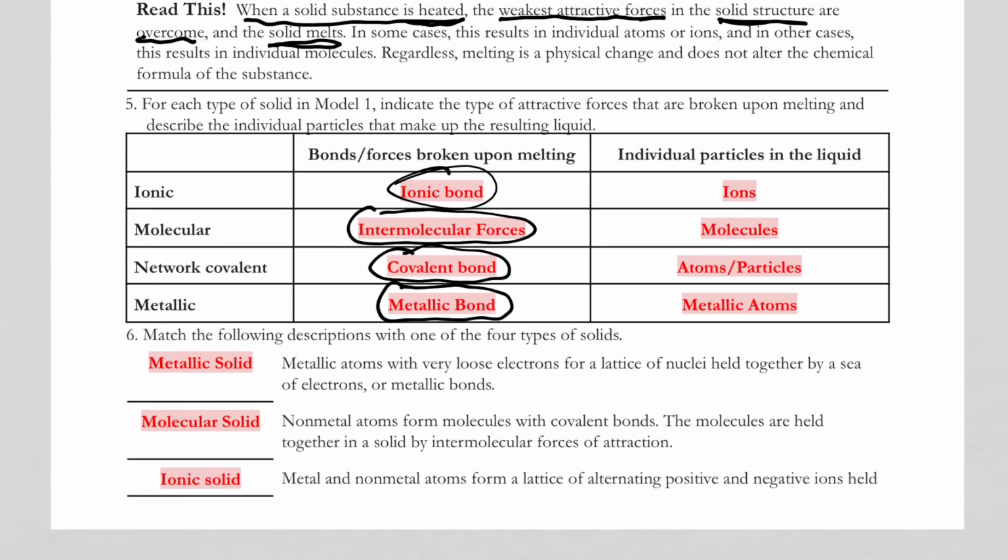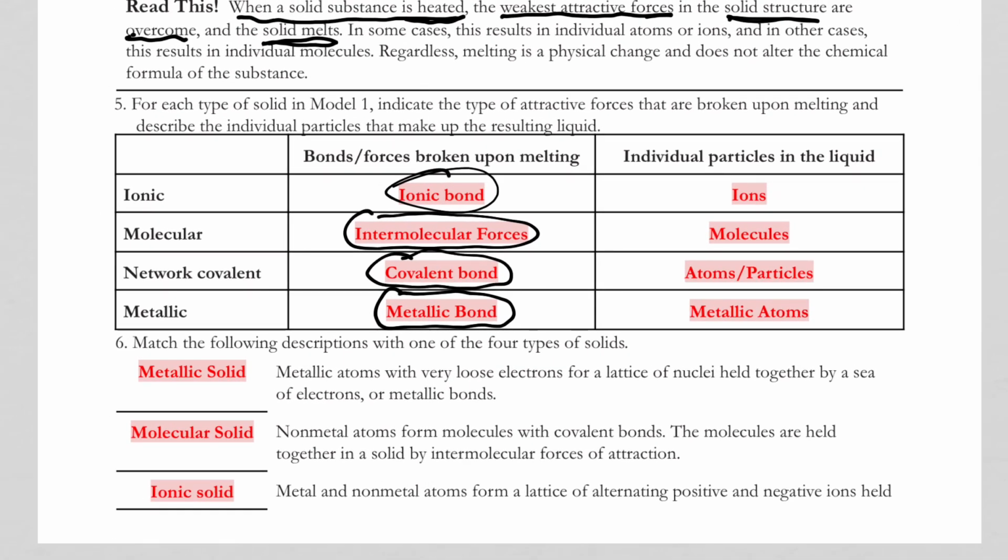When you are breaking them down, ionic solids are going to turn into ions, both positive and negative ones. Molecules are going to be functioning small units that are neutral. Atoms and particles is what happens when you break up network covalent solids, so they are also going to be smaller atoms. In metallic solids, it's also going to be metallic atoms that break up afterwards.